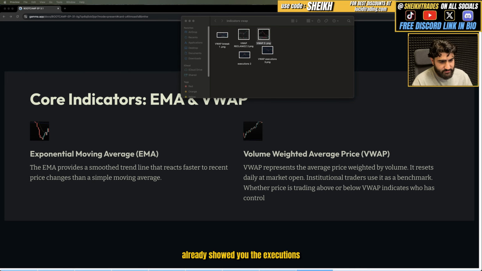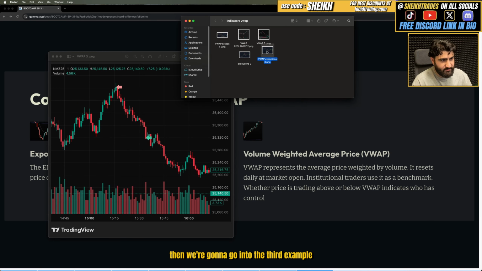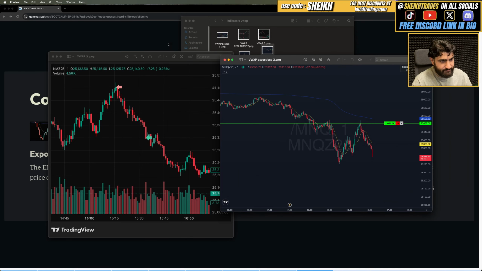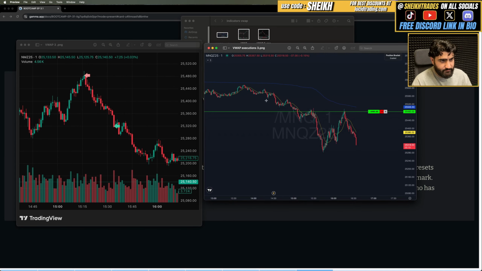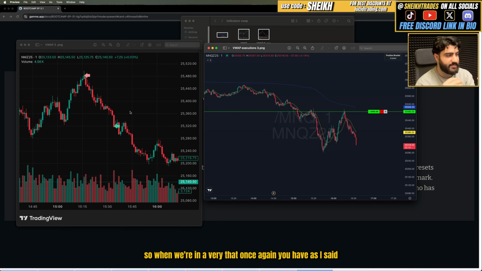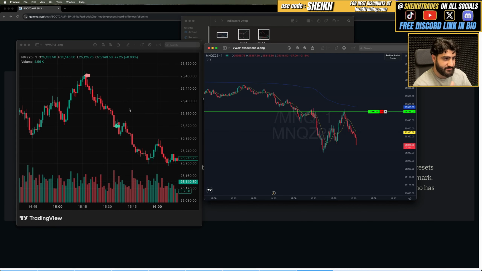I already showed you the executions. Then we're going to go into the third example. I think that's one of the best showcases. Once again, as I said, you have either a break and reclaim or a retest. This is the retest example. So we have a break and reclaim and a retest where it doesn't break the VWAP.